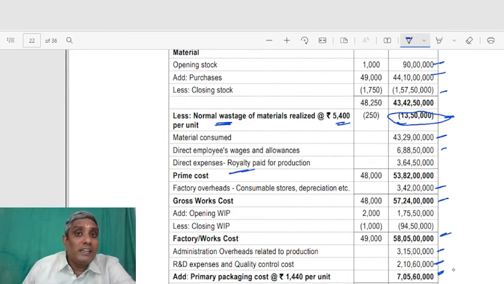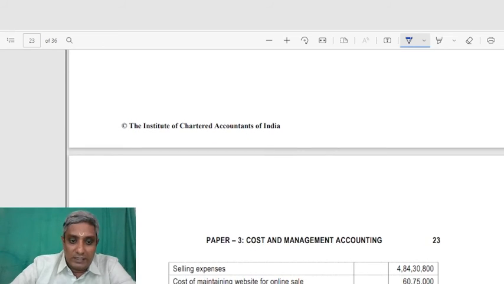Maybe the white wrapper of a chocolate you might have seen might be the primary packaging. Without that, the chocolate will not have that kind of crunchiness. So primary packaging goes in cost of production. So, prime cost, gross works cost, factory cost or net works cost, then cost of production. Adjustments related to administration overheads related to production, R&D and quality, as well as primary packing come before cost of production. Great. Now let us see the next one.